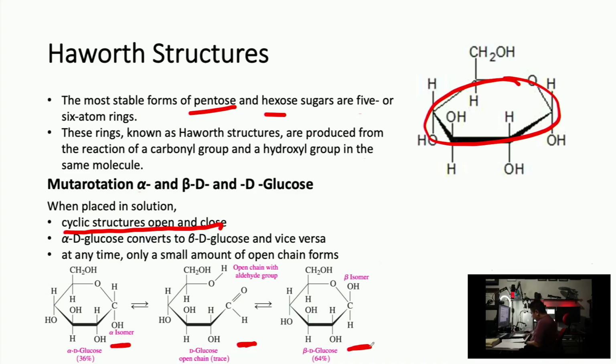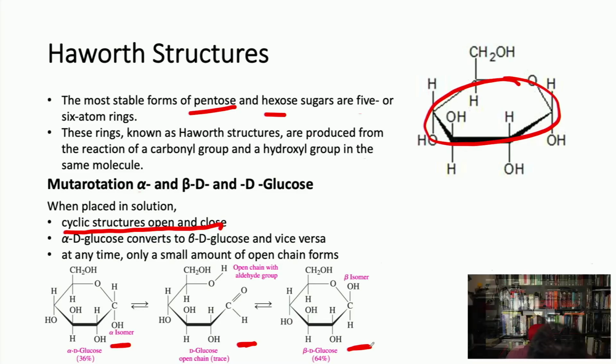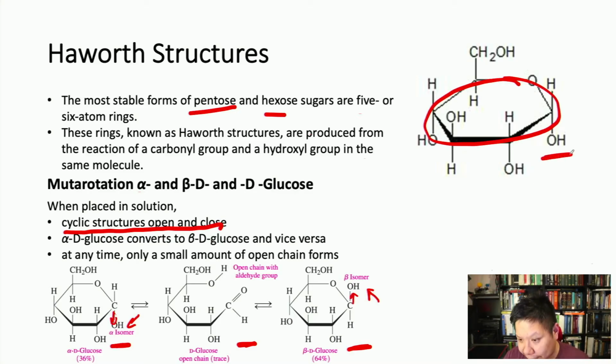So what do alpha and beta mean? We're already talking about the D and L isomers, right? Well, alpha and beta refer to the hydroxyl that's on this carbon. Right there. When the hydroxyl is pointed down, it's considered the alpha isomer. And when the hydroxyl is pointed up, it's considered the beta isomer, right? So this one right here is pointed down, so that's the alpha isomer.